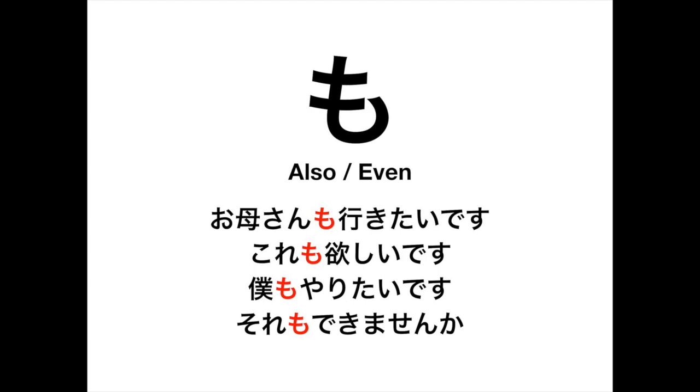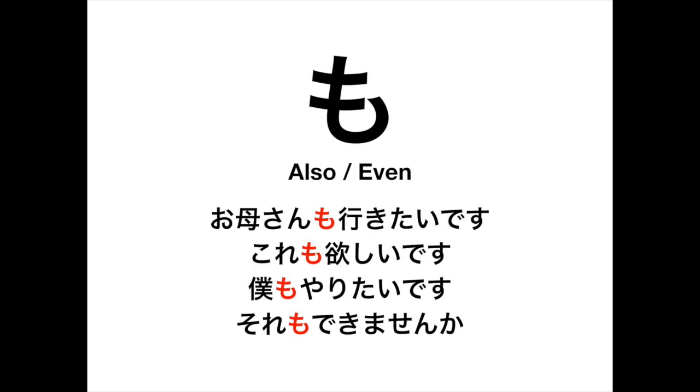And next one is 僕もやりたいです and that one is I also want to play. And the last one is それもできませんか, which is like you can't even do that also. That's kind of what it means. Like それ is that, and then も is also slash even, and then できませんか is you asking you can't do it. Okay, so それもできませんか is you can't do that either.